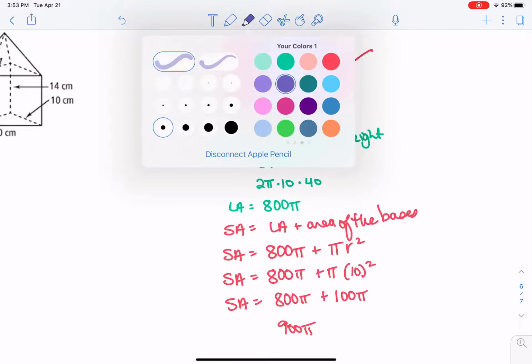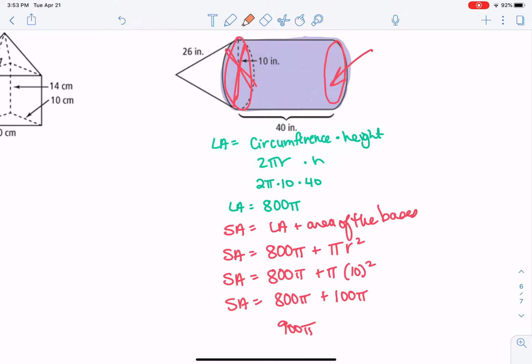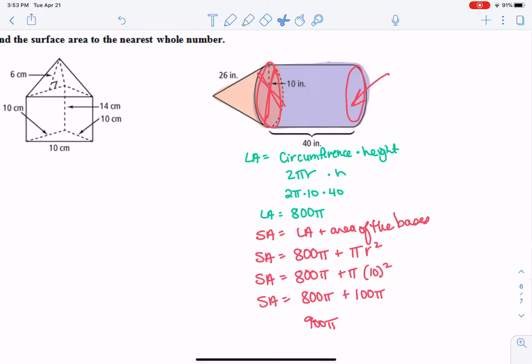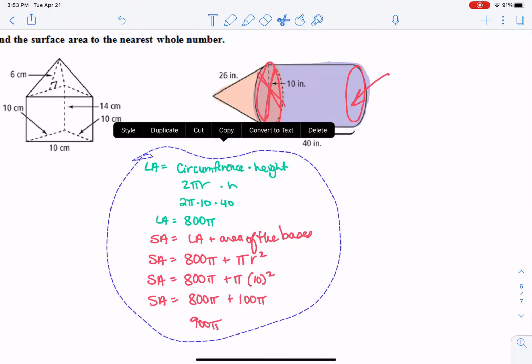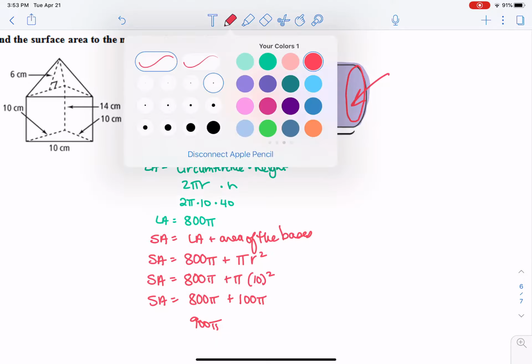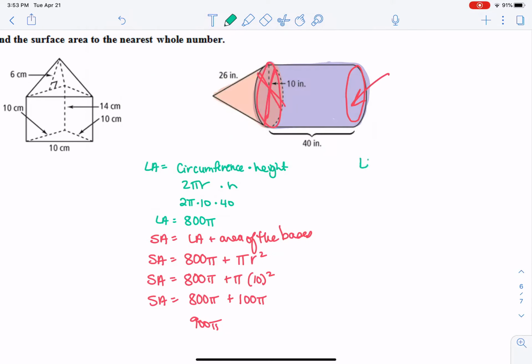So let's look now. We'll do an orange, this cone. So normally when finding the surface area of a cone, I would find the surface area of that bottom of that cone. But again, it is being covered by the cylinder. So we don't need to actually find the base of that because it's being covered up. It doesn't actually need to be painted. So when we're doing this, we really only need the lateral area.